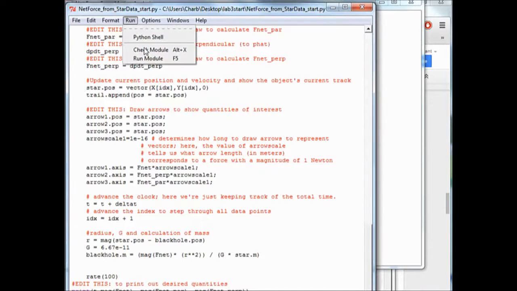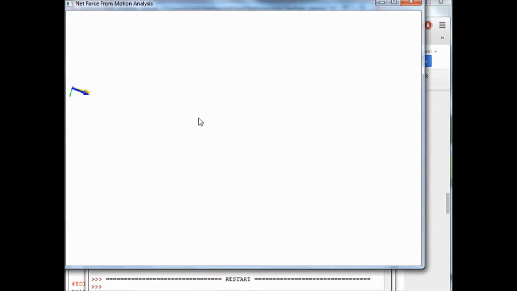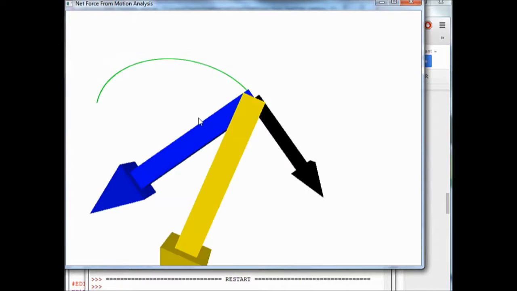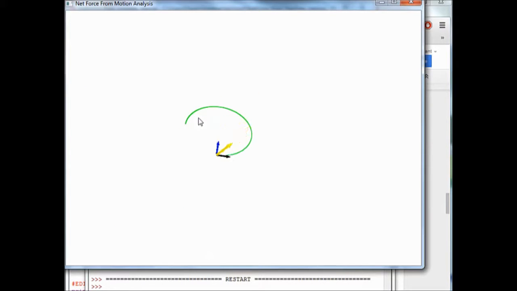Now we'll run the code again to visualize the force. The yellow arrow is the net force, which will always point directly at the location of the black hole. The blue is the perpendicular, and the black is the parallel. Notice how the arrows grew larger as they were moving towards the black hole and grew smaller as they moved away from it.